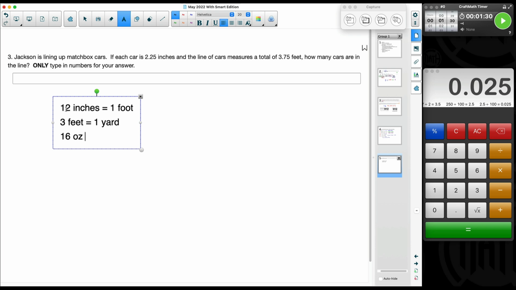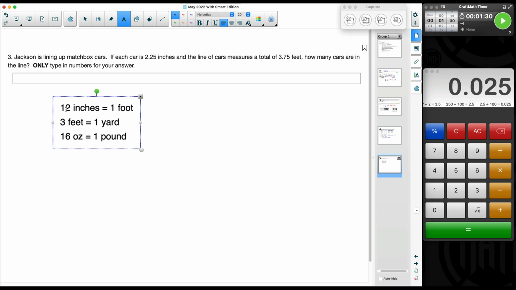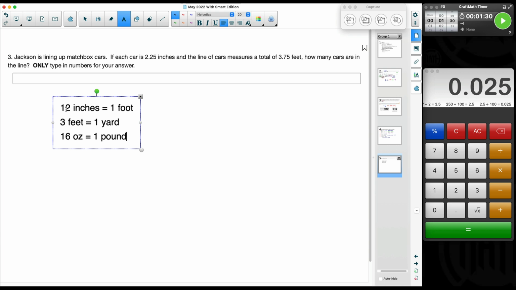Since I'm on this roll here, 16 ounces equals 1 pound. Obviously that does not matter for this problem, but that is a conversion that I would recommend that you know as well. And for more of those, we can talk about that over in the Facebook groups.